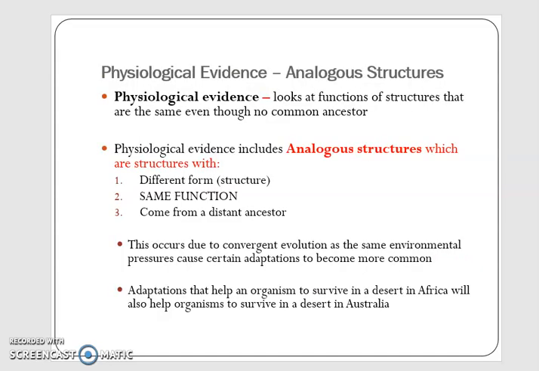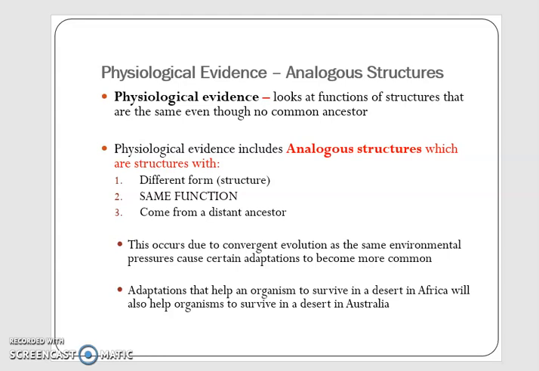The other type of evidence would be physiological evidence. This is evidence that focuses on the functions of structures and the functions that are the same. So this includes analogous structures, and they're structures that have a different form or a different internal structure, but the same function, and they come from a distant ancestor rather than a common ancestor. Most of the time for analogous structures and with this physiological evidence, this occurs due to convergent evolution because the same environmental pressures are going to cause organisms to look the same.